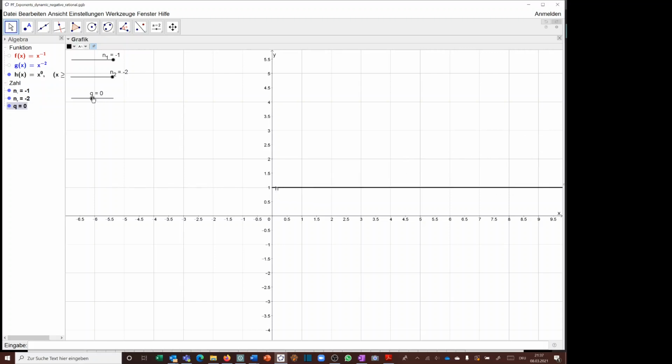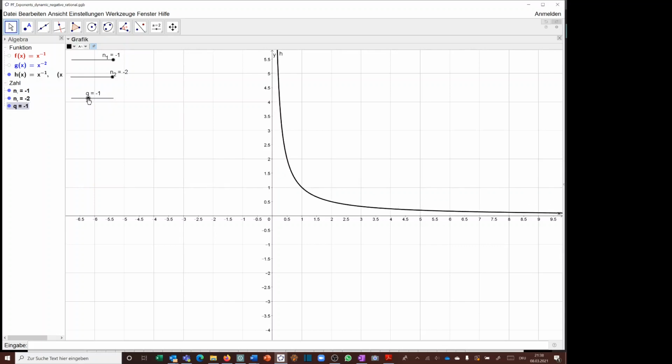Now if q is 0, what happens then? We have y equals x to the power of 0, which means y equals 1. So we get the horizontal line going through the point (0, 1). If the exponent is negative, then we get a hyperbola.